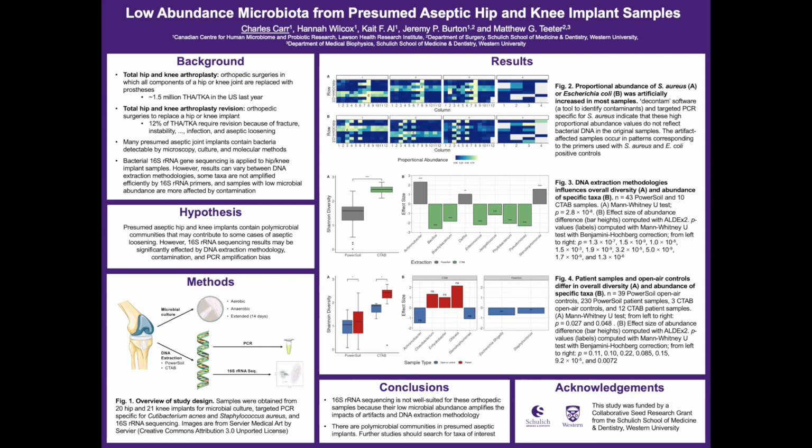Taking these results together, we demonstrate that 16S rRNA gene sequencing is not ideally suited to these samples. Their low microbial abundance amplifies the effects of artifacts and differences in DNA extraction methodology. On the other hand, we show that there likely do exist polymicrobial communities in presumed aseptic hip and knee implants. The taxa we highlight should be the subject of further investigation.